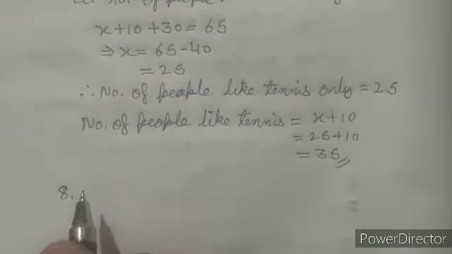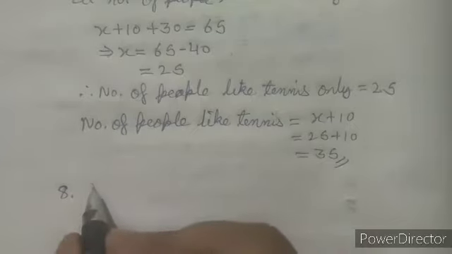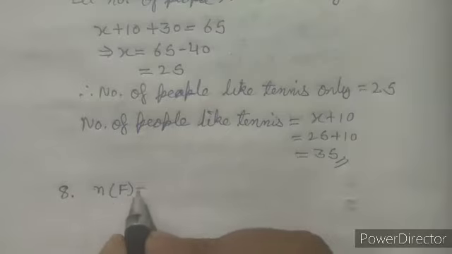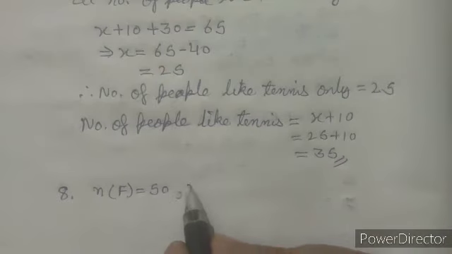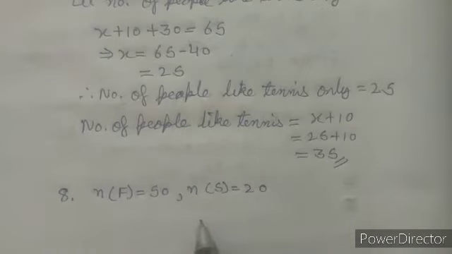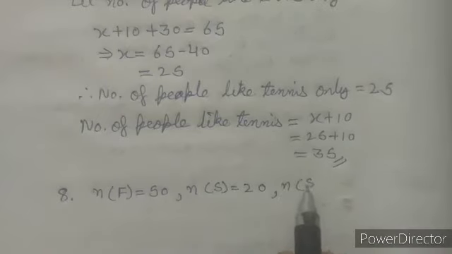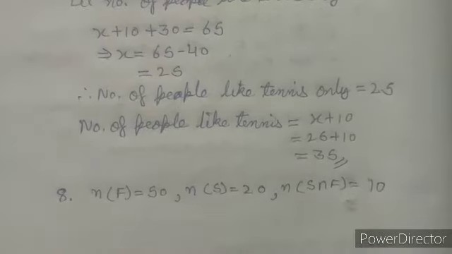Now in the 8th question, in a committee 50 people speak French. On taking the number of people who speak French as f, f is given to us as 50, and 20 people speak Spanish. On taking s for Spanish, s is equal to 20, and 10 speak both Spanish and French. That means n(S intersection F) is equal to 10. Now how many speak at least one of these two languages?